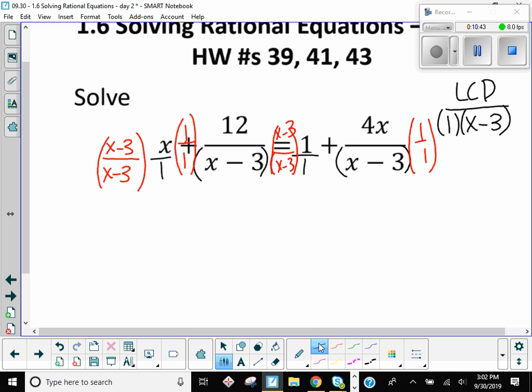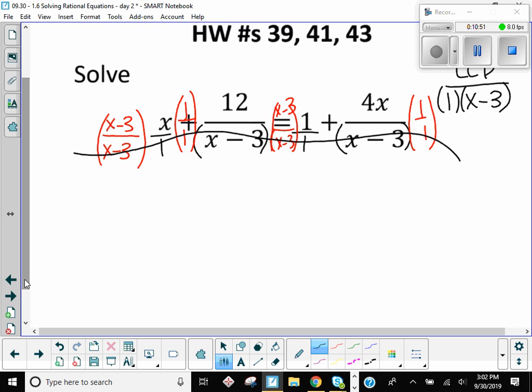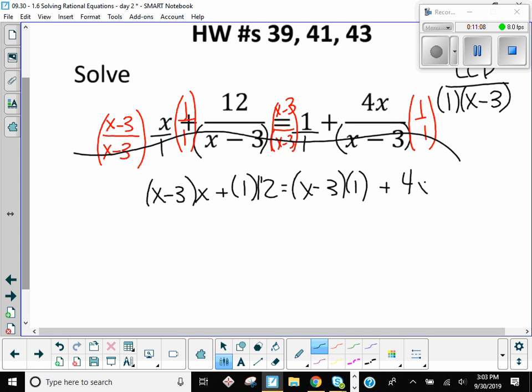So now that the denominators are all the same, we're going to drop them. And here's what we have left on top. X minus 3 times x plus 1 times 12 equals x minus 3 times 1 plus 4x times 1.